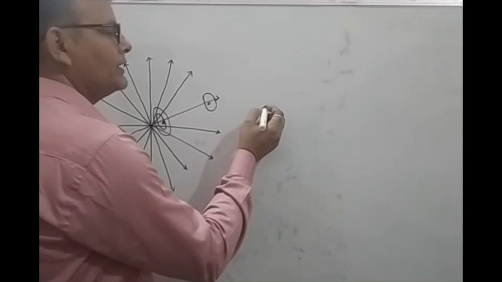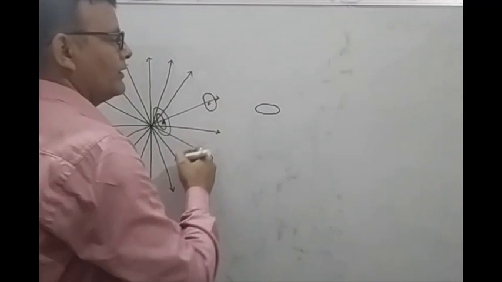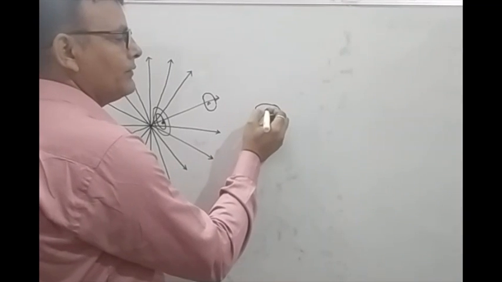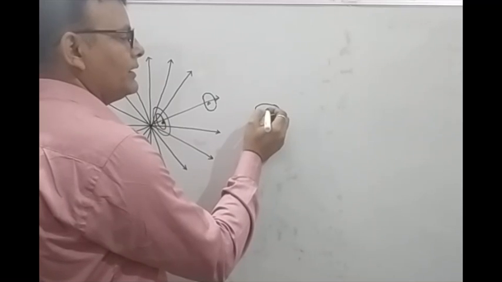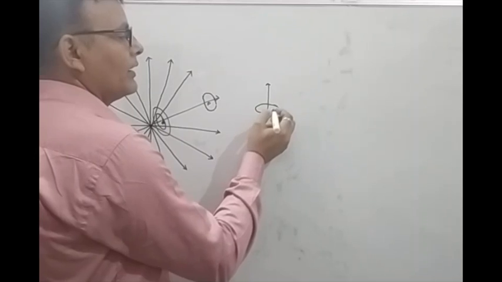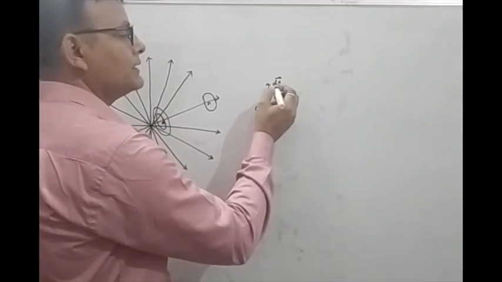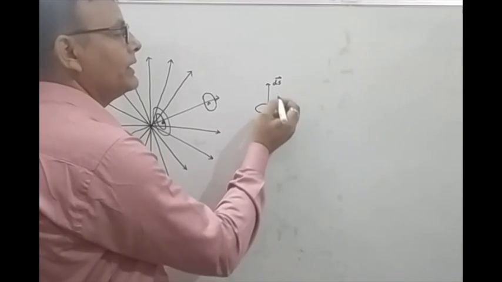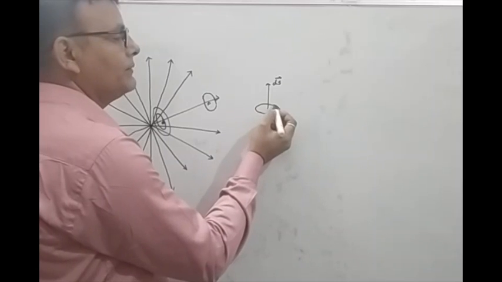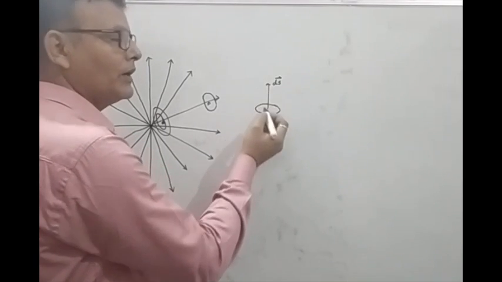Suppose a very small area ds, the area vector that is along this direction, this is denoted as very small area element, so ds vector. Direction of area element is always perpendicular to the surface, outward normal direction.